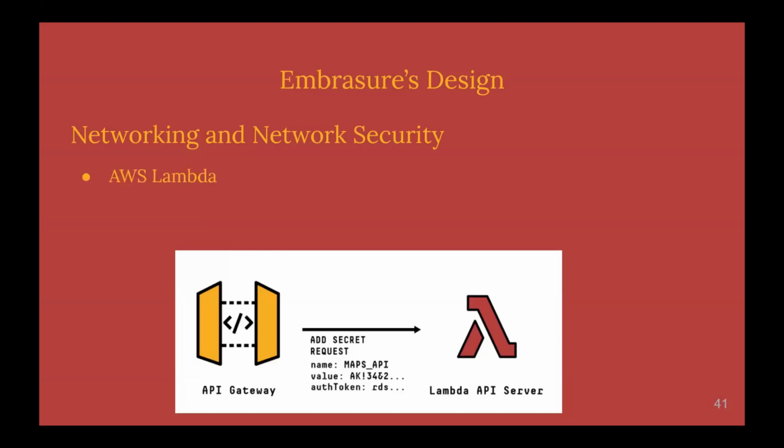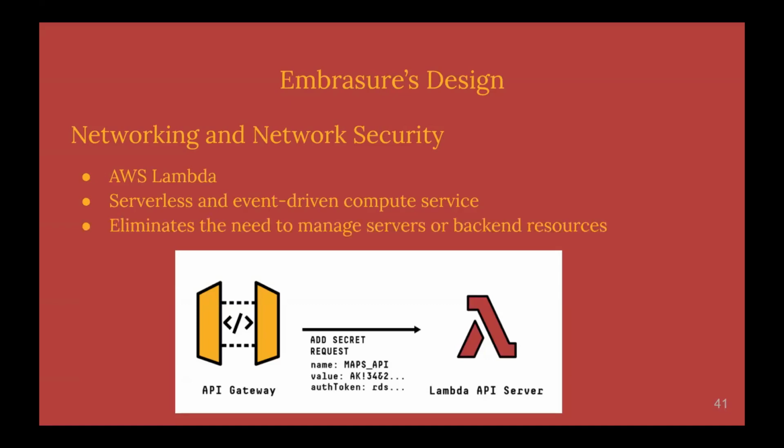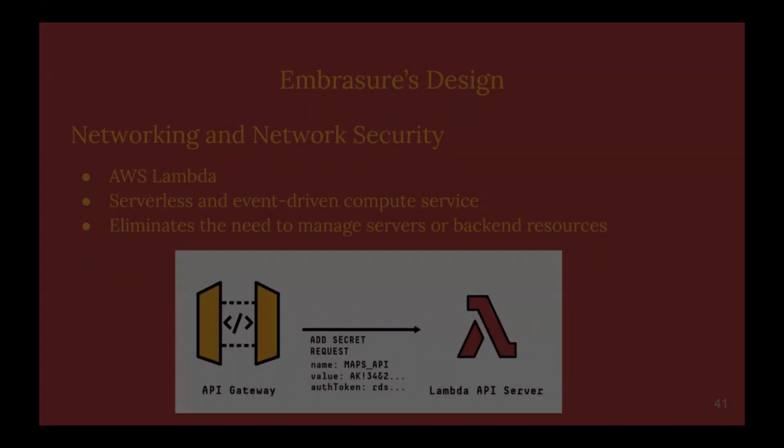But what is a Lambda? AWS Lambda is a serverless and event-driven compute service. They eliminate the need to manage servers or backend resources, and they dynamically provision resources, allowing for automated scaling based on load process requirements. Now that we understand what a Lambda is, we can discuss the design choices orchestrating Embrasure's API Gateway to receive secure HTTPS requests from the CLI.